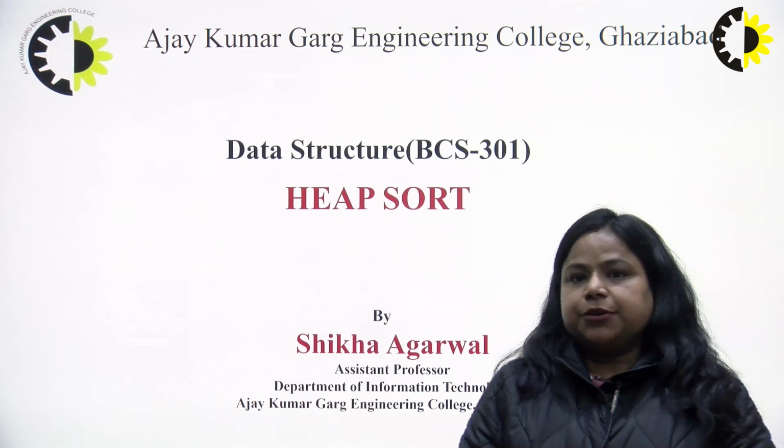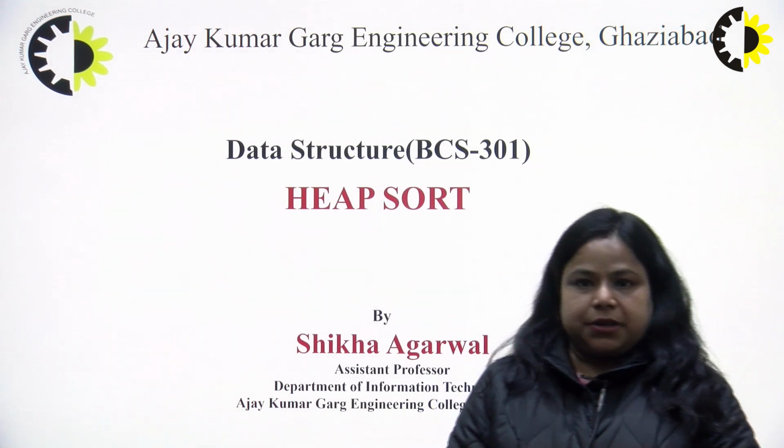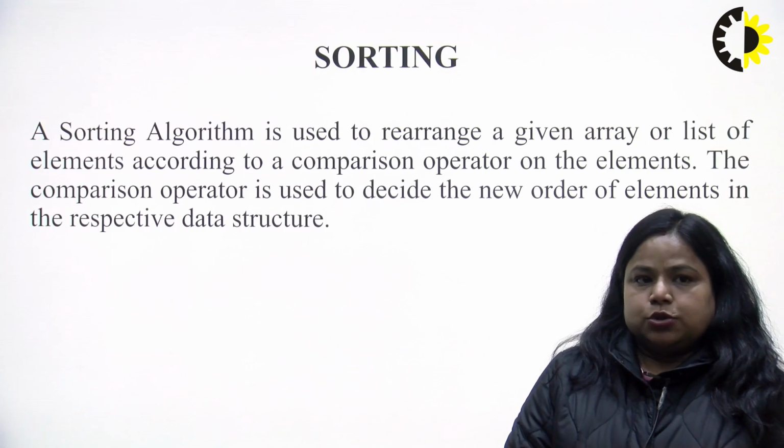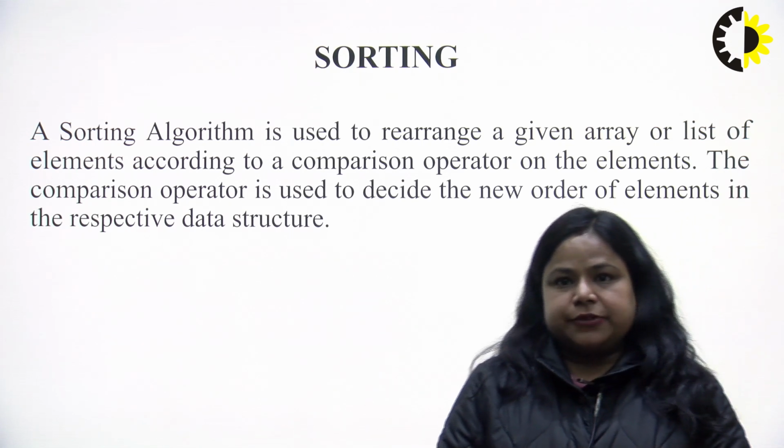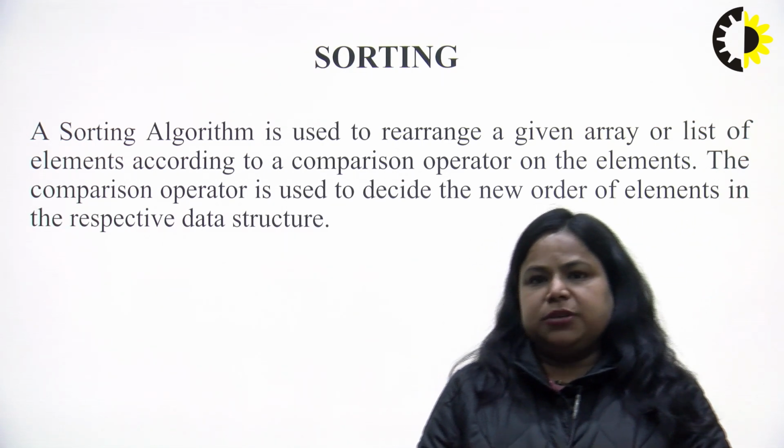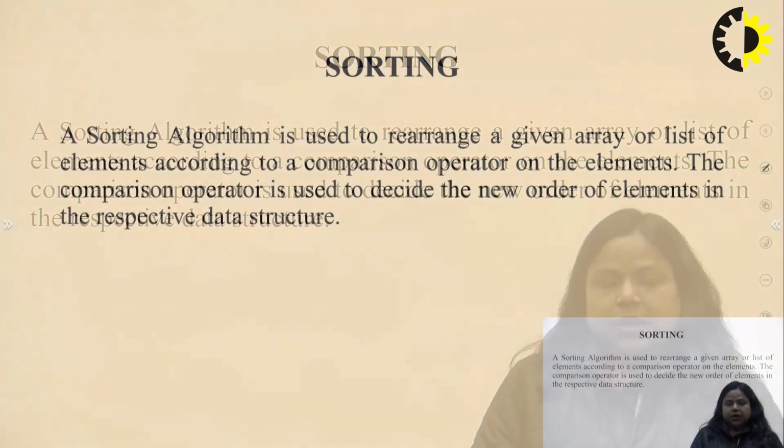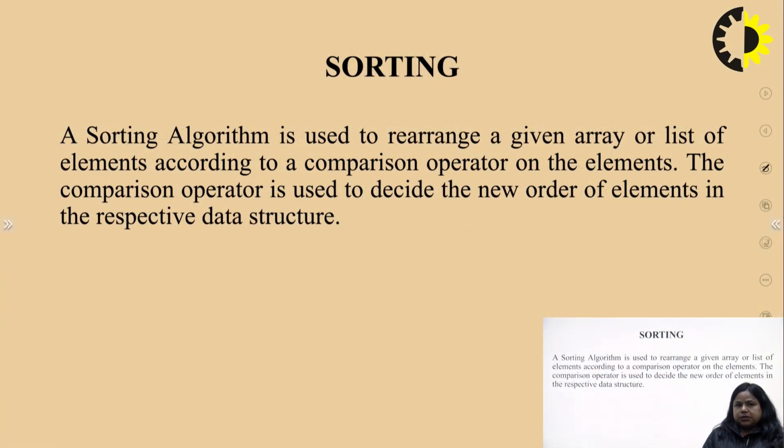So today we are going to talk about one type of sorting, that is heap sort. Before I start with the concept of heap sort, we should know what we mean by the term sorting. A sorting algorithm is basically used to rearrange the given list of elements according to the comparison operator, either in ascending order or descending order.